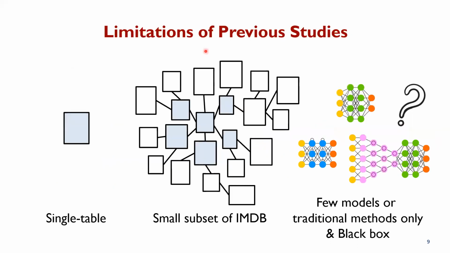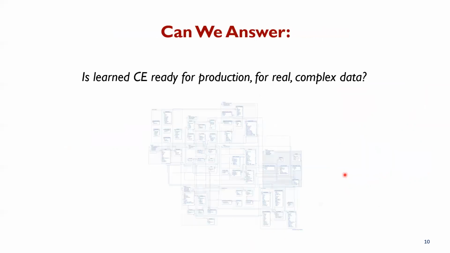However, previous learned studies have limitations. They use single table datasets only, or a small subset of real data, or compare few models or traditional methods only. And they regard the models as black boxes without a deep understanding of why large errors occur. So it's uncertain whether we can answer the following question: is learned cardinality estimation ready for production for real and complex data?